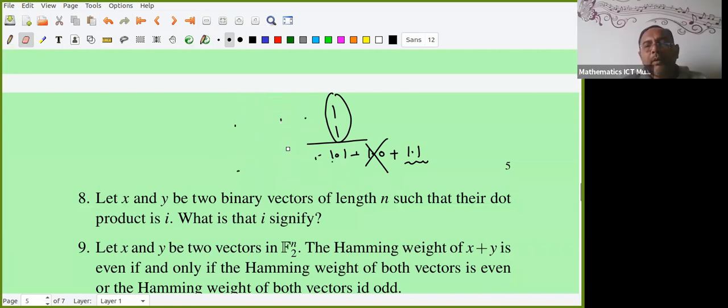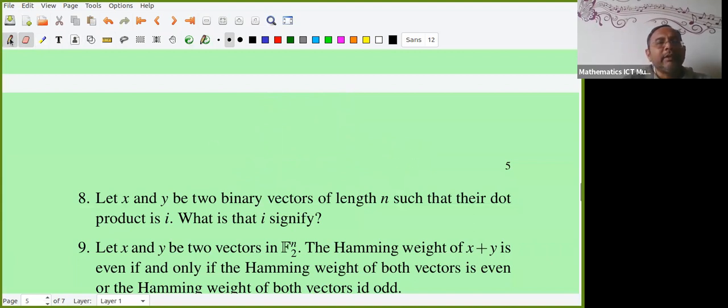Okay. I just want to ask you one thing. Can you give me 2 vectors of length 6 now? So that again we'll do one more time fast. Yeah, Pratik, can you give me one vector of length 6?